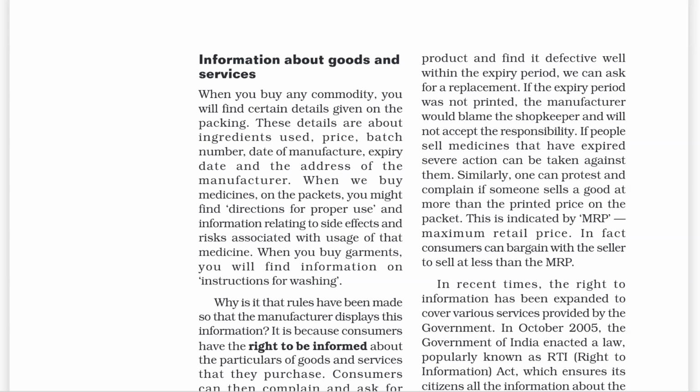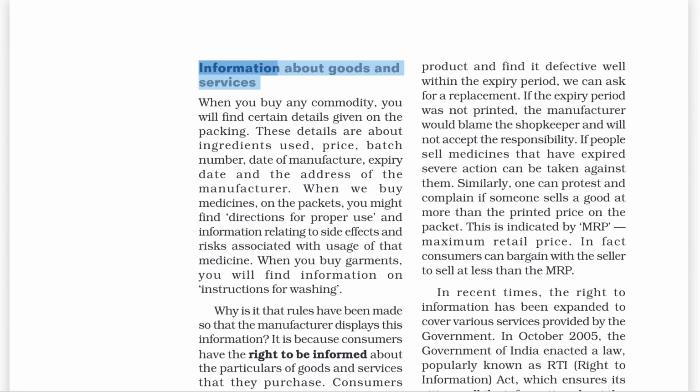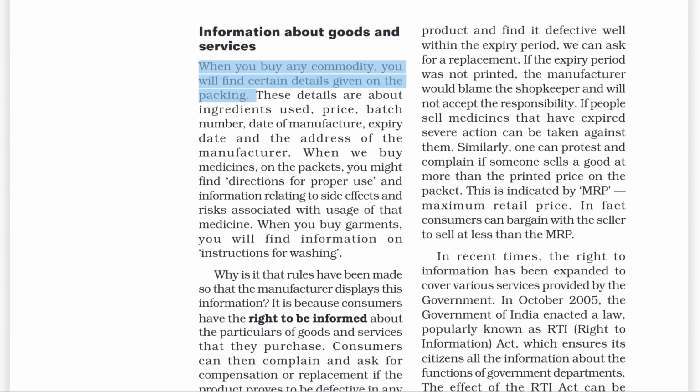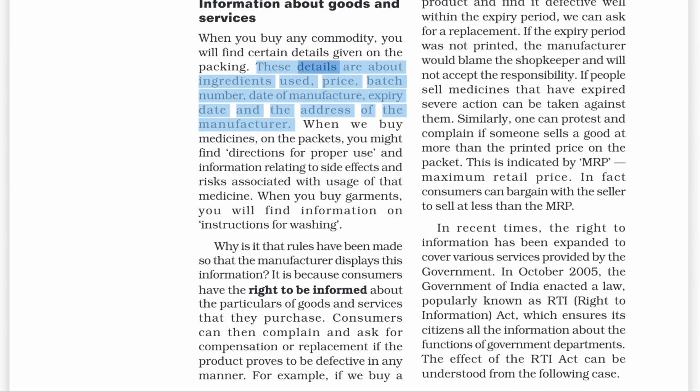Information about goods and services. When you buy any commodity, you will find certain details given on the packing. These details are about ingredients used, price, batch number, date of manufacture, expiry date, and the address of the manufacturer.